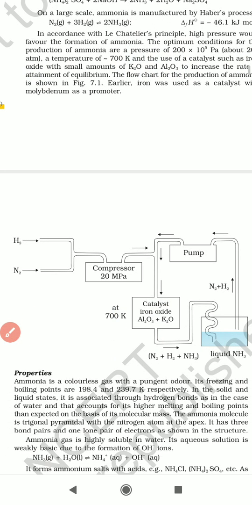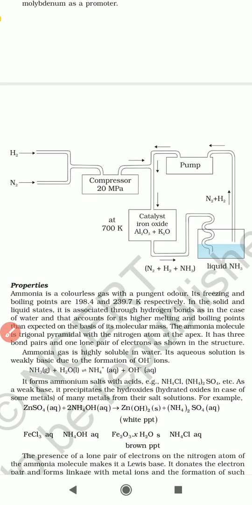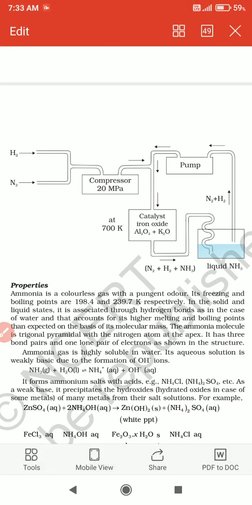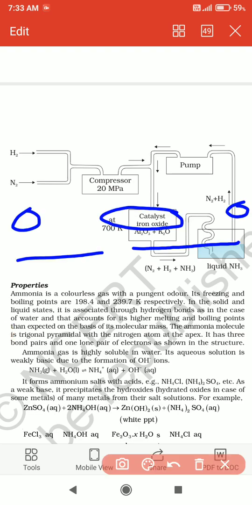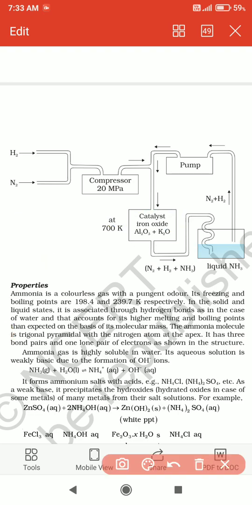So once again, let us see the diagram. Diagrammatically, how we are going to explain it, see once again. Here there are two gaseous components taken. One is hydrogen gas and another one is nitrogen gas. Hydrogen and nitrogen, the two gases you are pumping inside that apparatus.